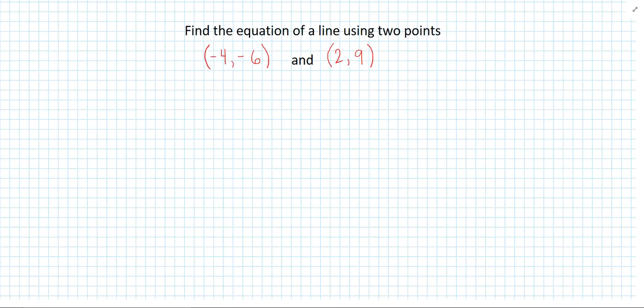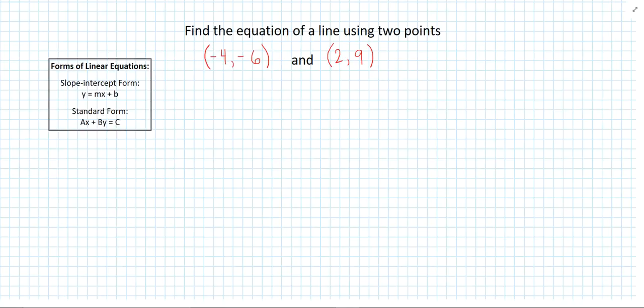In this video, we're going to see how to find the equation of a line using just 2 points. So these are the two most common forms that we use for linear equations. And for this problem, if we wanted to try to find the standard form of the equation of our line, we would have to figure out A, B, and C. On the other hand, if we want to find out the slope-intercept form, we only have to figure out M and B. So that's definitely going to be the better option.